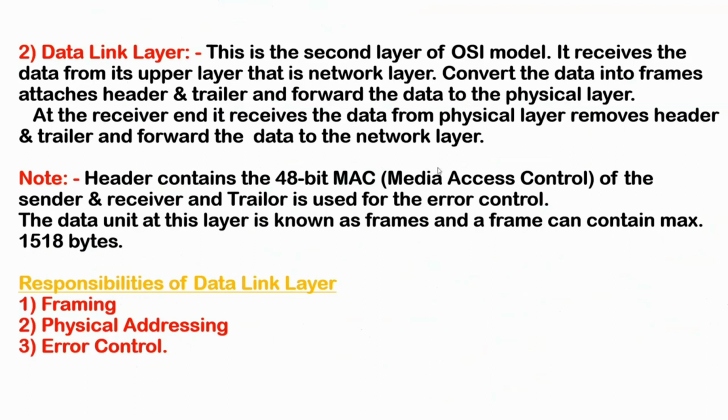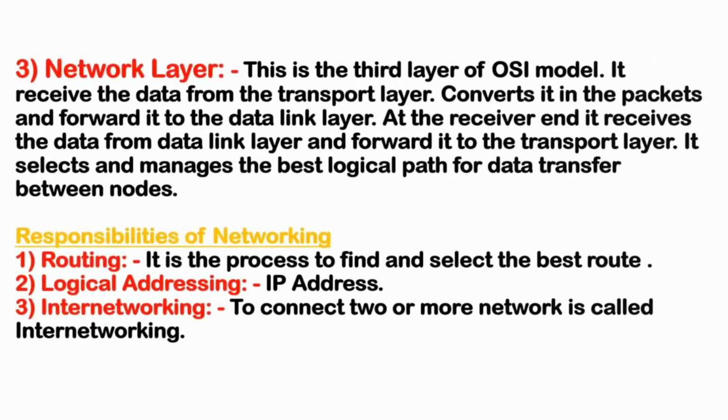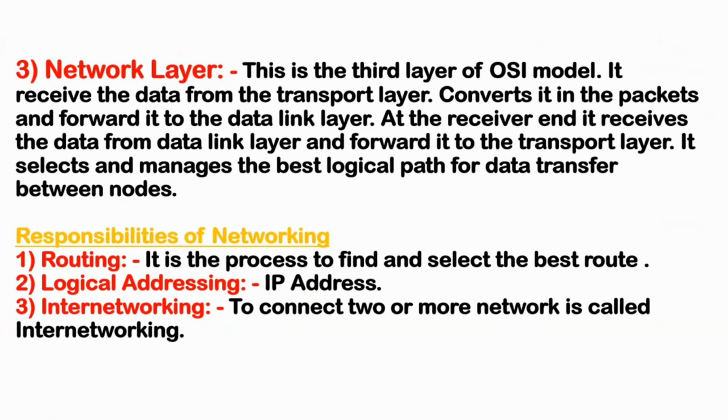Next layer is network layer. Network layer is the third layer of the OSI model. It receives the data from the upper layer, that is the transport layer, and converts it into packets, because in the transport layer data is in segment form. So this network layer converts these segments into packet format. And it receives the data from the data link layer and forwards it to the transport layer.